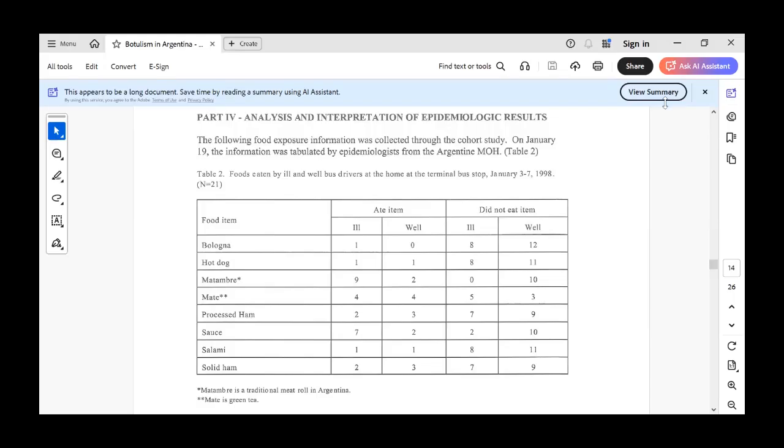All right, let's start. If different persons can take one food item, we start with bologna. What's the attack rate for bologna? Cohort studies' measure of association is relative risk. If it were a case-control, we would calculate the odds ratio.